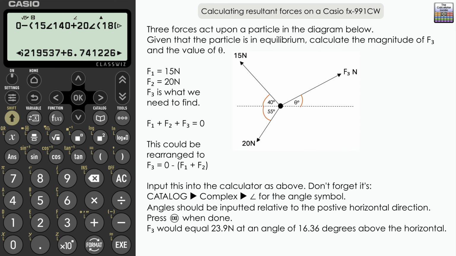So there we go, how we can use complex mode and the polar coordinates to have different methods of how we can solve questions with resultant forces. Once again, I would just stress this is just a possible method, a convenient method to be able to use to solve problems with resultant forces. It isn't the only option.